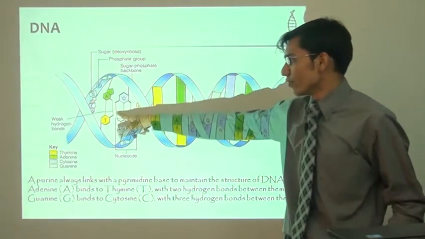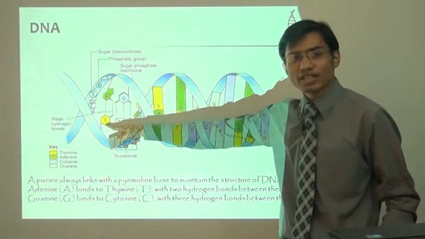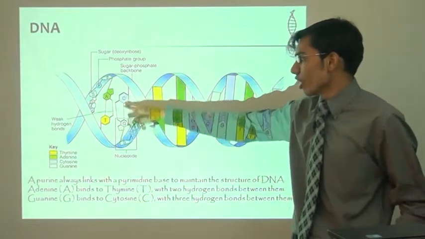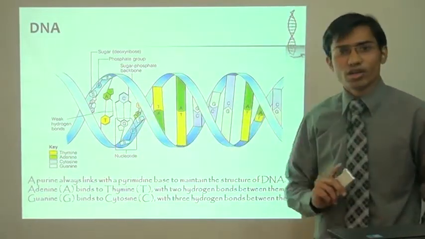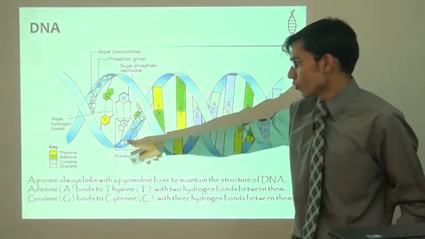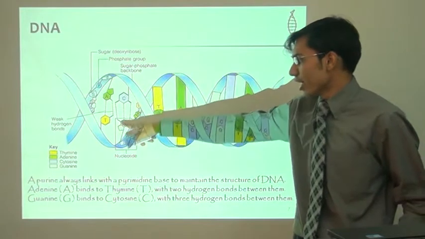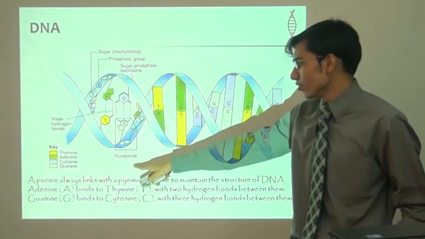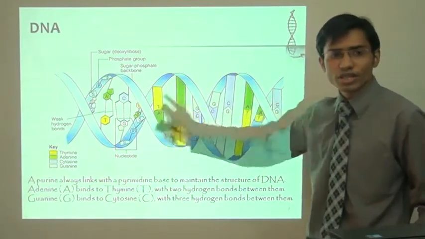These are shown as weak hydrogen bonds between adenine and thymine. There are 2. Between guanine and cytosine there are 3 hydrogen bonds. And this sugar, phosphate moiety, and base, these 3 make a nucleotide of DNA.